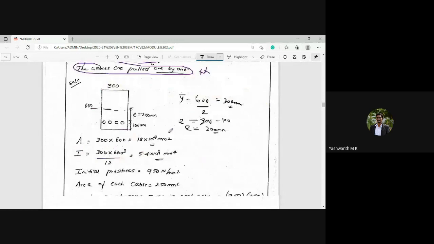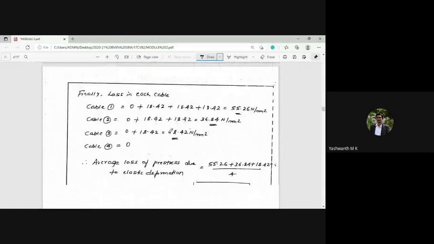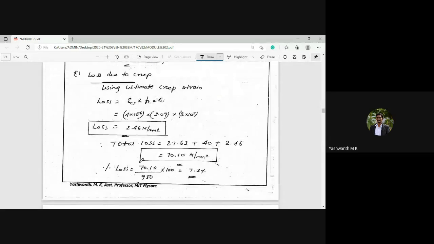So hope you have understood the concept, how to calculate the percentage loss, all those things. Hope you understood whatever the problem have been solved in this particular session. Three different problems, with three different cases, have been solved in this particular session. Hope you have understood all the cases.